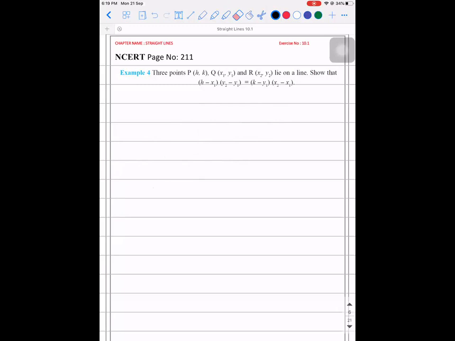So there are 3 points (h, k), (x1, y1), (x2, y2) that lie on a line. Show that (h minus x1) into (y2 minus y1) equals (k minus y1) into (x2 minus x1). So this is what we need to prove. Okay. So what do you mean by the points lying on a line? When we say the points are lying on a line, they are said to be collinear.